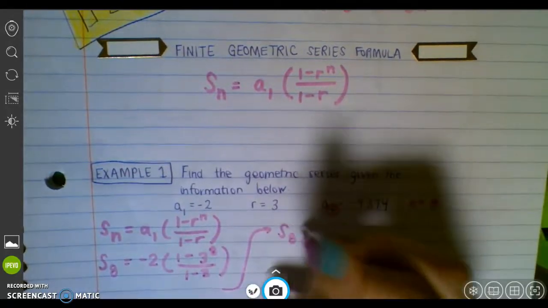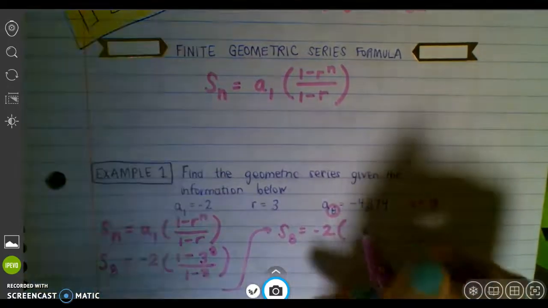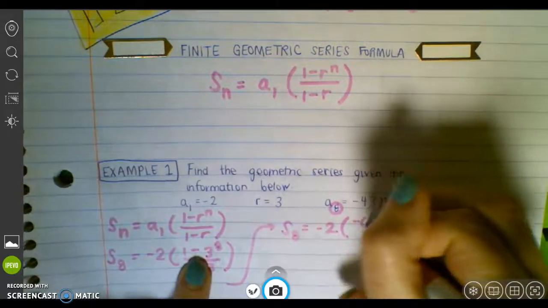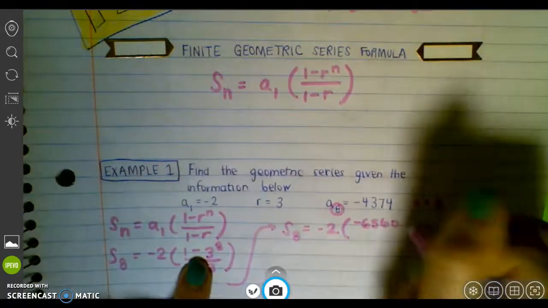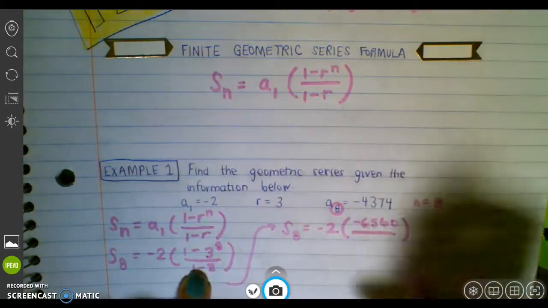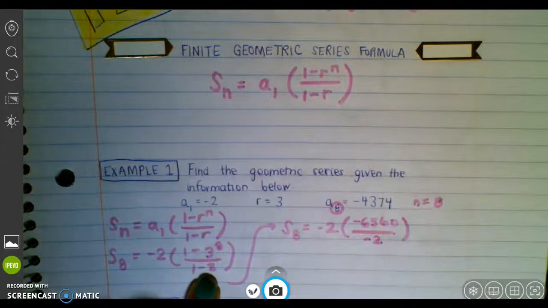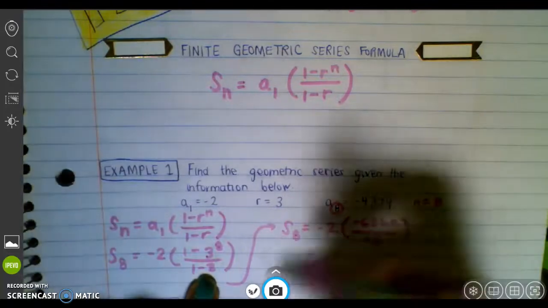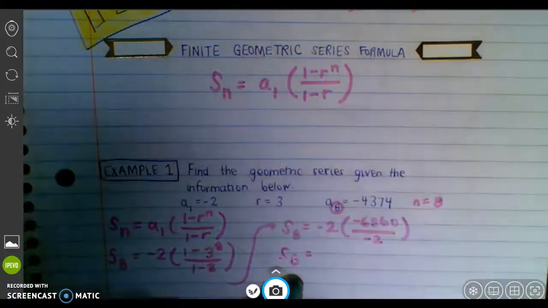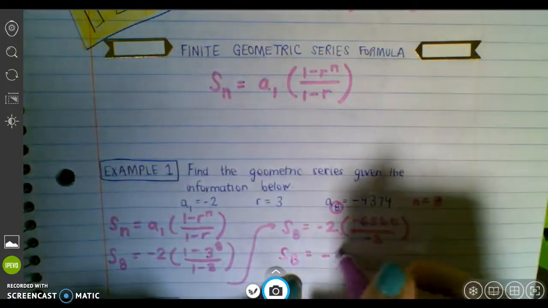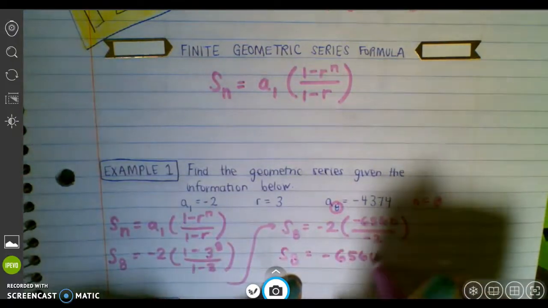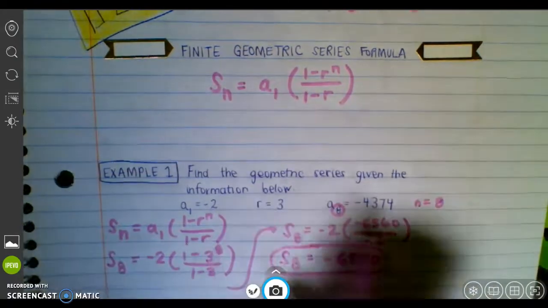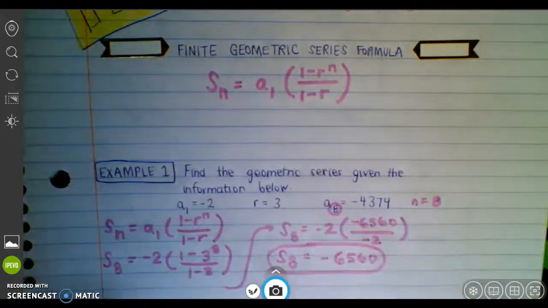So S sub 8 equals negative 2 times 1 minus 3 to the 8th power, which simplifies to negative 6,560, divided by 1 minus 3, which is negative 2. And then when I divide these two values and multiply by negative 2, I get S sub 8 equals negative 6,560. That is my geometric series, or the sum of the sequence from negative 2 to negative 4,374.